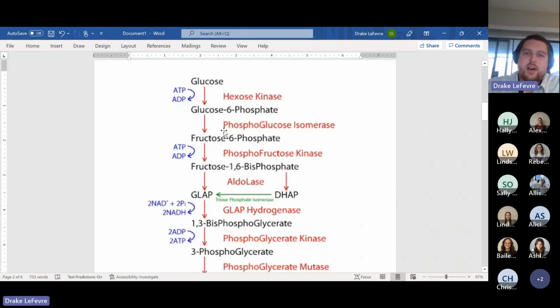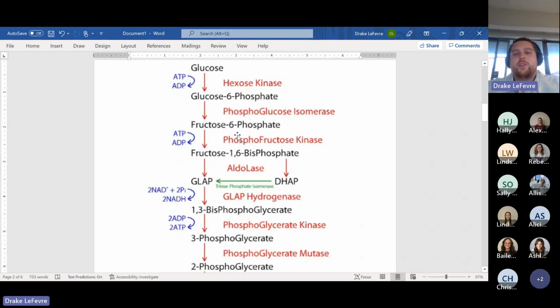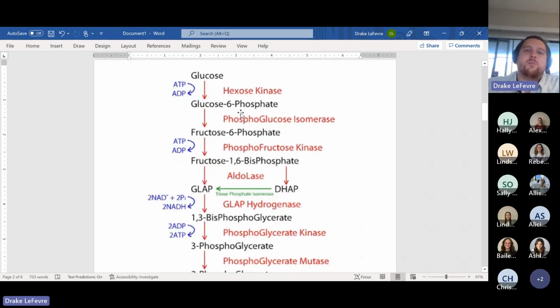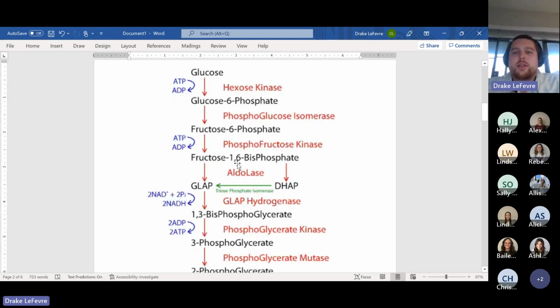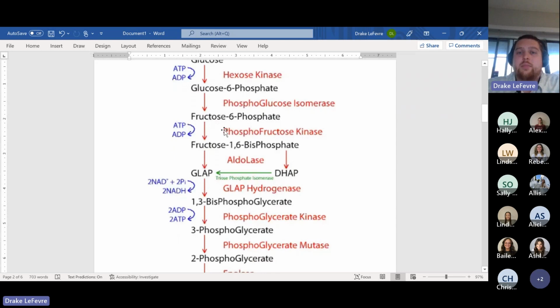Glucose 6-phosphate, phosphoglucose isomerase. It's a glucose that has been phosphorylated, and it's an isomerase, so it changes from glucose to fructose. So hopefully you can start to see it's not so much just memorizing these random words in the same order. You can walk yourself through this entire process and even guess in naming each of these different enzymes and what their functions are.